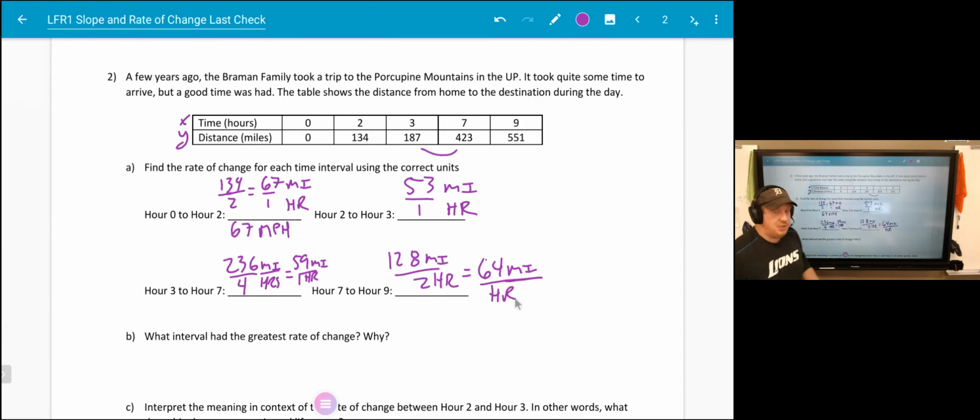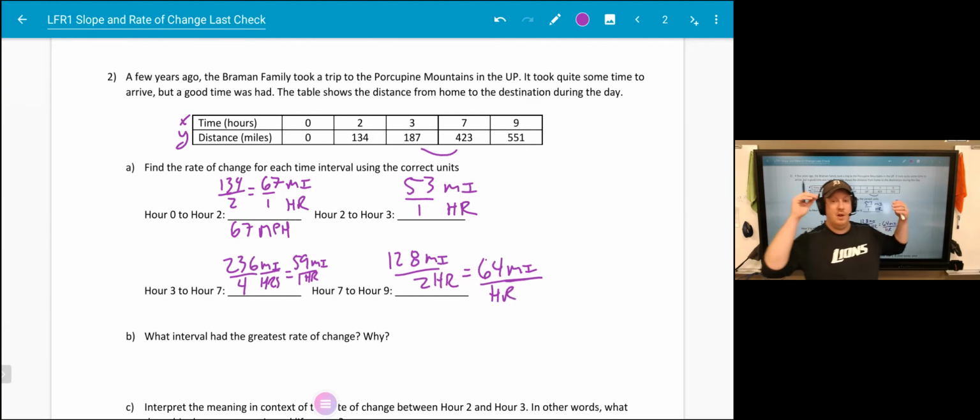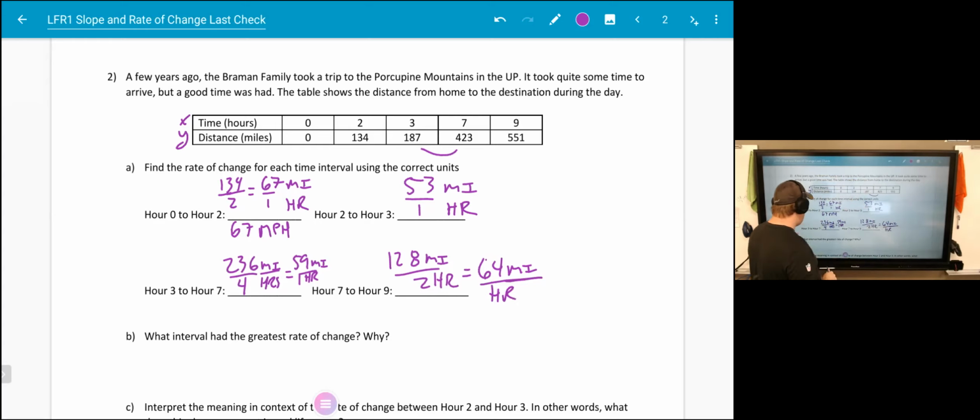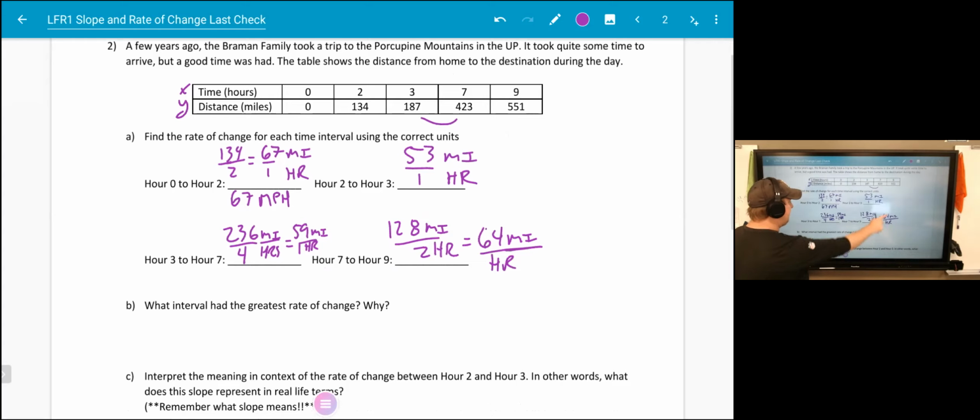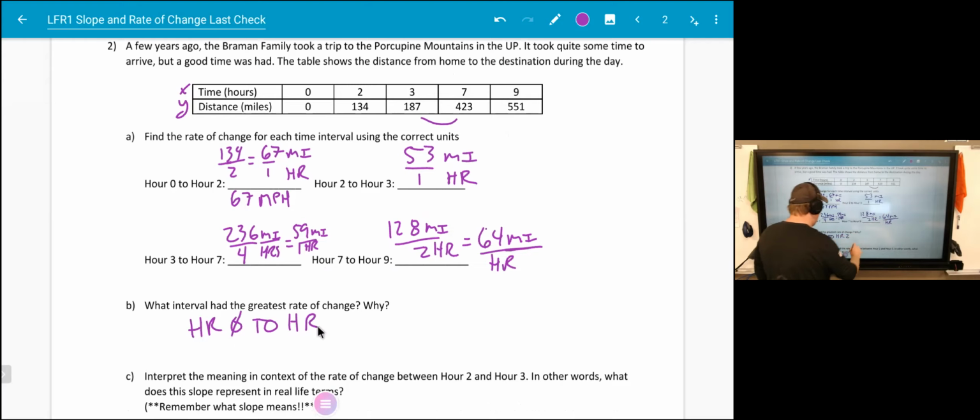So it's not just about distance traveled. You have to do the rate of change in y over change in x. Which interval had the greatest rate of change? Well, let's see. It looks like right there, hour 0 to hour 2. To hour 2. Why? Biggest slope.